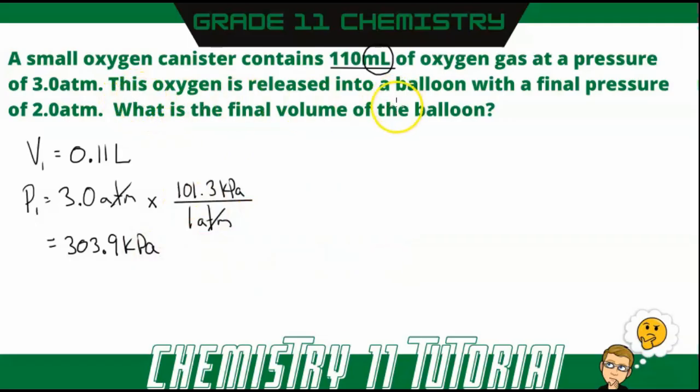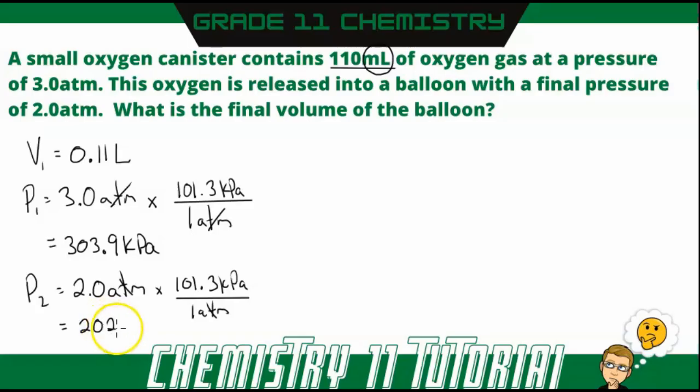Alright, so let's continue reading the question. This oxygen is released into a balloon with a final pressure of 2 atmospheres. So P2 is 2 atmospheres. If we do the same thing, multiply by 101.3 kPa per atmosphere, we get 202.6 kPa. What is the final volume of the balloon? So we're looking for V2.